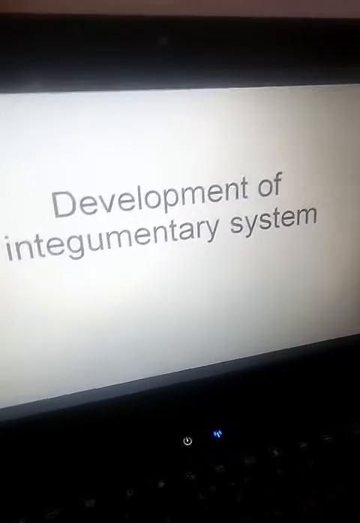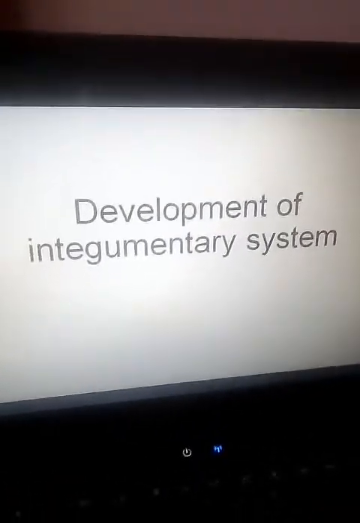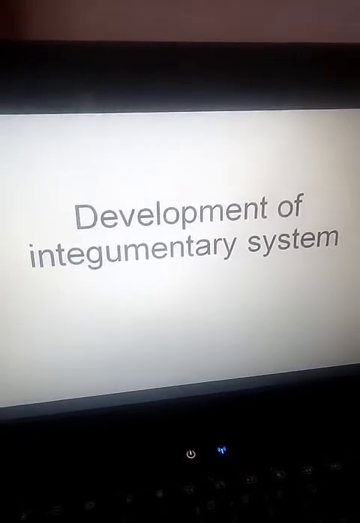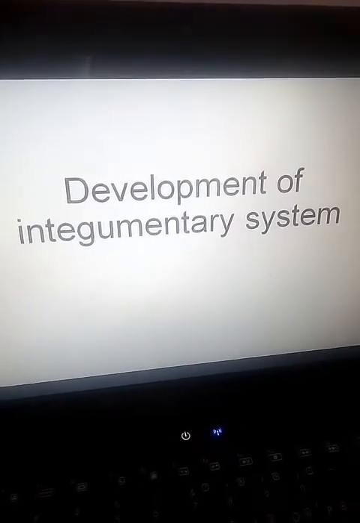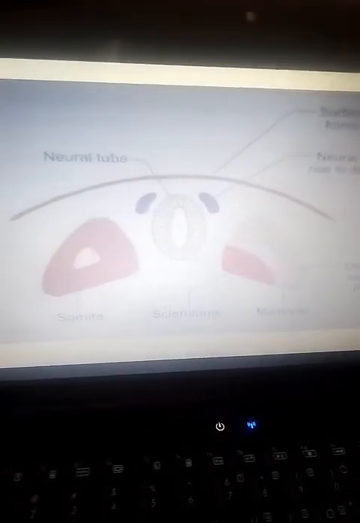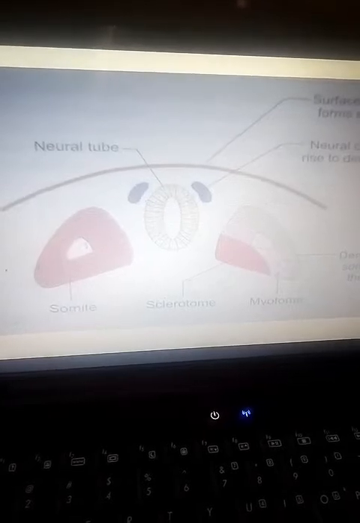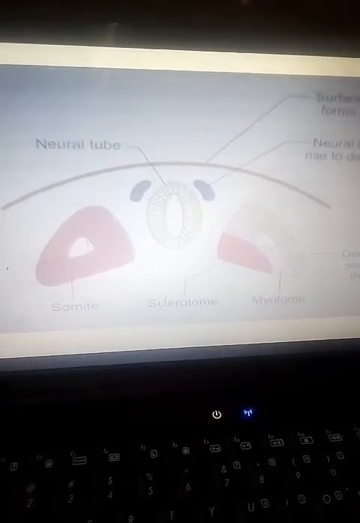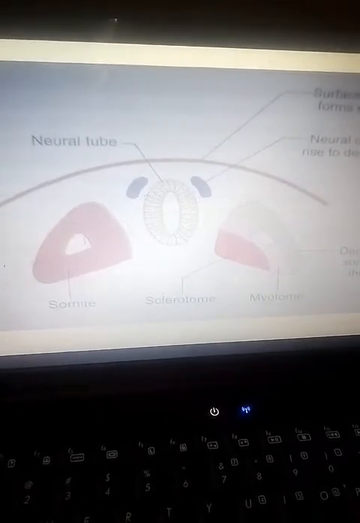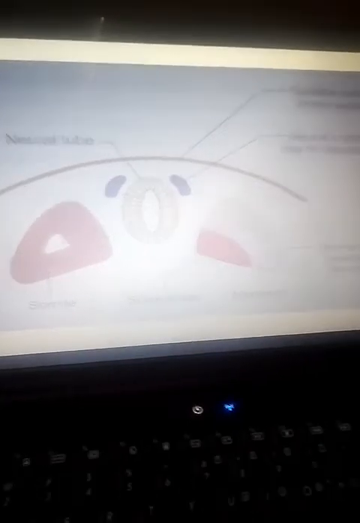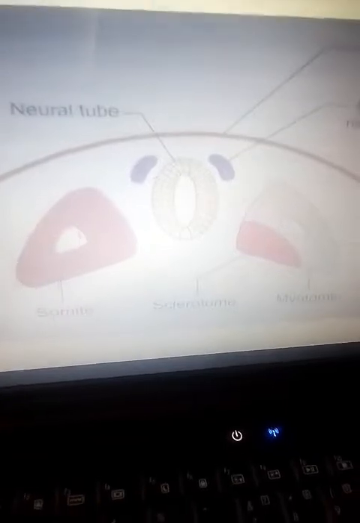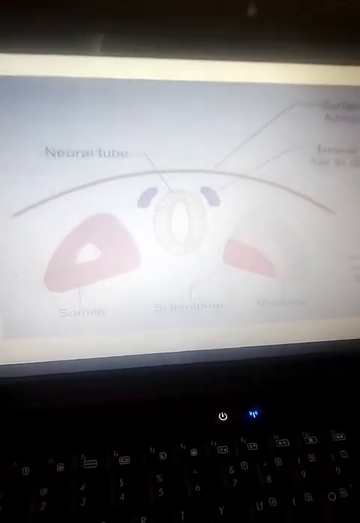So today our topic is the development of the integumentary system. As you know, the integumentary system includes the skin and its appendages. First of all, we see the skin is derived from three diverse components: the surface ectoderm, underlying mesoderm and neural crest cells. So as you know, the skin has two layers, the epidermal layer and the dermis layer.